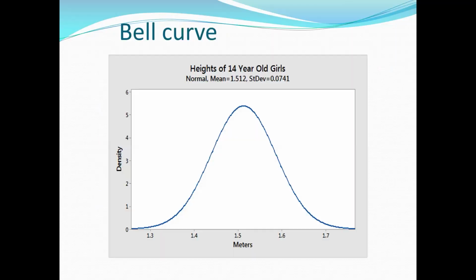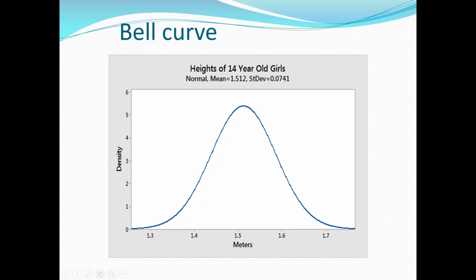Look at this curve. This curve is a symmetrical curve. This is called a bell curve. Supposing this is the height of 14-year-old girls. The data is plotted on a graph, and you get a bell-shaped curve. You can read the mean here. Mean is 1.512. Standard deviation is 0.0741.